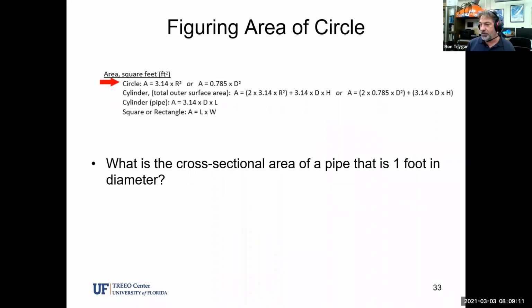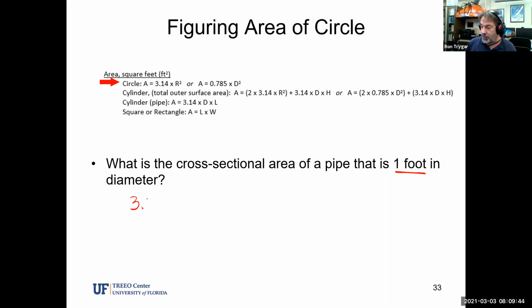So let's work this one out. What is the cross-sectional area? Now the word cross-sectional area just means, if you cut a piece of pipe and there's this circular shape in front of you, that's the cross-sectional area. So what is the cross-sectional area of a pipe that is 1 foot in diameter? So you have a couple choices here. Remember I said you have 2 methods of doing this. And by the way, right now our units are in feet, so we don't have to do any conversion of inches into feet. So I'm just going to write out the formula either way.